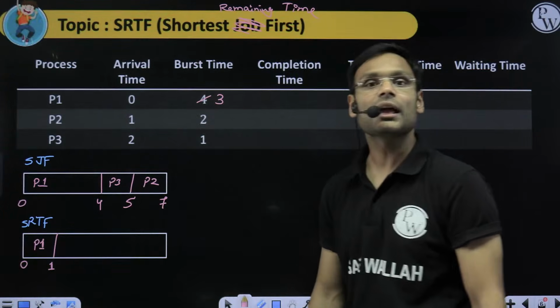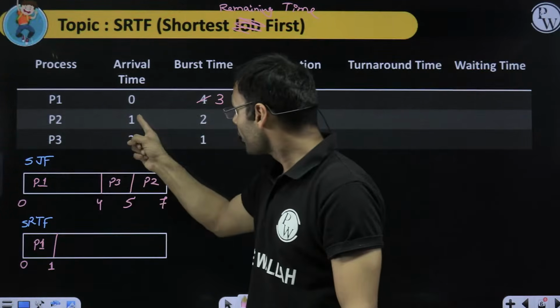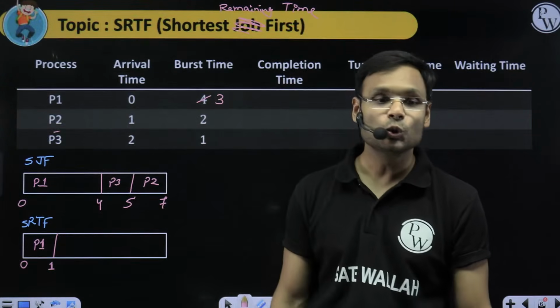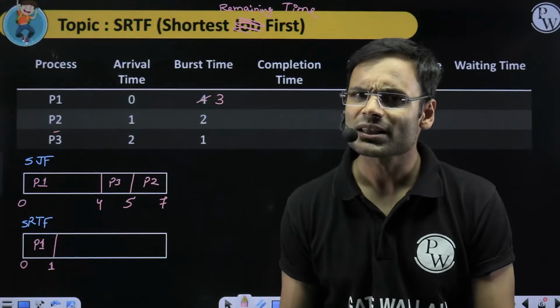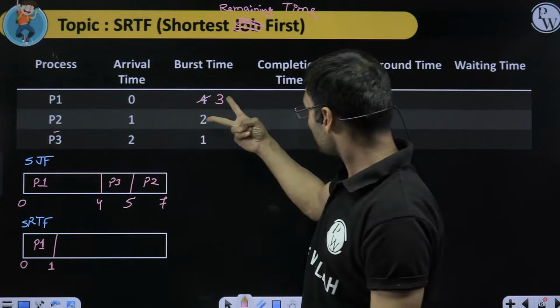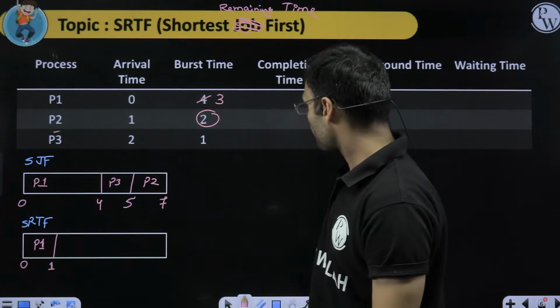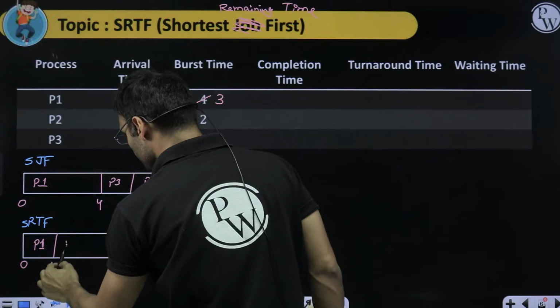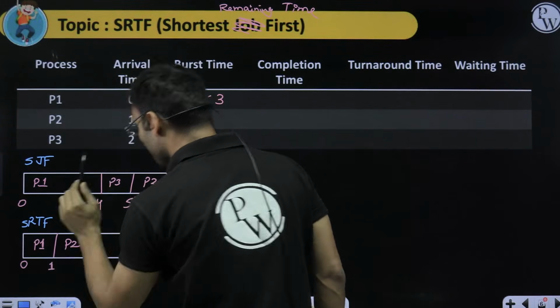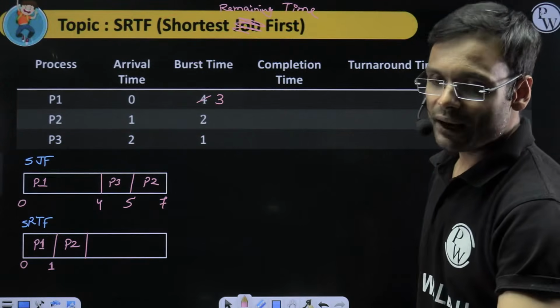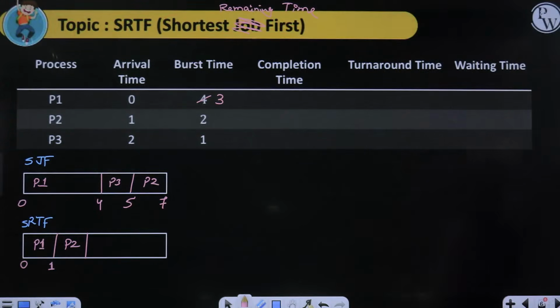Now I will compare. The current running process P1 remaining time is 3. The newly arrived process at 1, P2, remaining time is 2. Which process should I run? The smaller one. By comparison, the smaller process is P2. I will execute P2. P1 is preempted here. Are you getting this point?